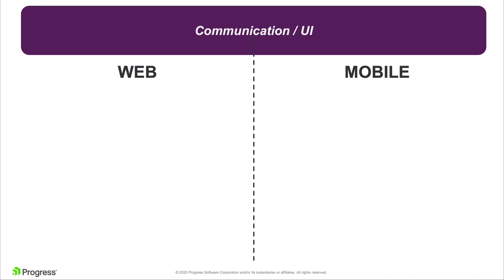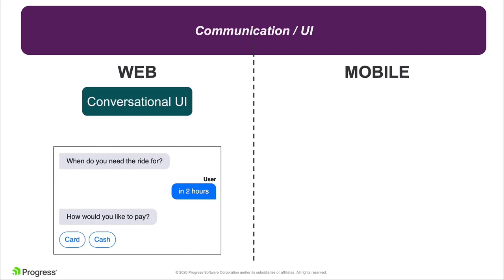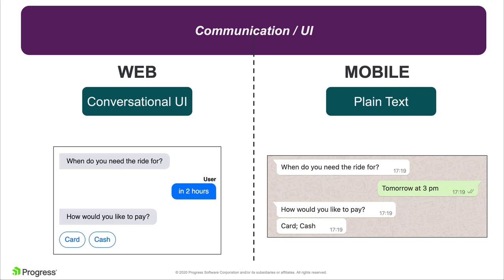Another big difference is around the communication or the UI in general. A web chatbot will be using conversation UIs. Whenever there is an option for the user to choose, it can display buttons like card or cash, it can display carousels, or it can display list pickers or date pickers, all sorts of things. While for mobile-based chatbots, it's mostly plain text. Even the options that are available will not be presented to the user as a bunch of buttons, but we have to just say, hey, there is a card and a cash, which one you want to use, and the user has to type that specific option.